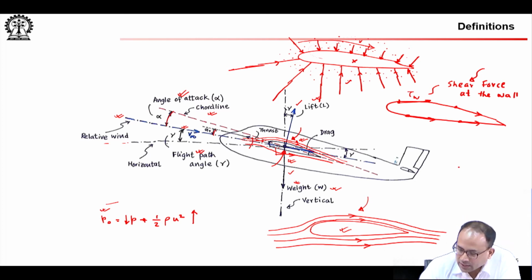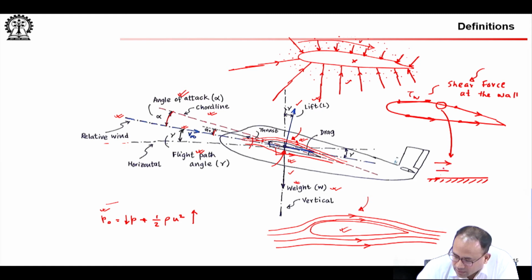Since air has viscosity, if you zoom in, say I am zooming into a small portion of this airfoil, that is my airfoil surface, and flow is going past the airfoil. What happens is, at the wall of the airfoil, due to adhesion and due to viscosity, the particle of air that is touching the surface will have 0 velocity.